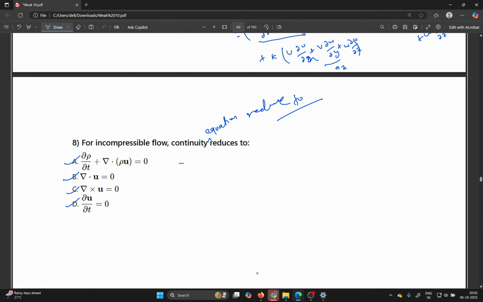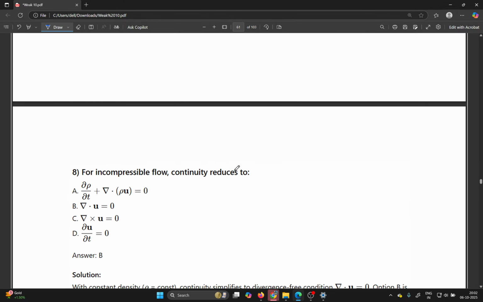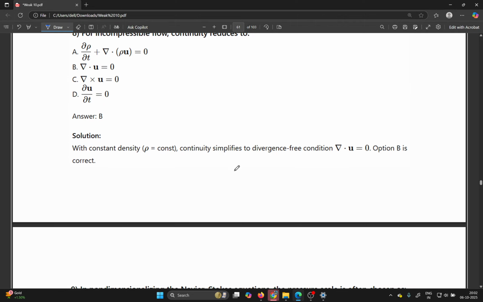So okay, the continuity equation, as we have discussed earlier also, for incompressible flow, your continuity equation will be this, because incompressible, your rho will be the constant. If rho will be constant, you will come up with del dot u equal to zero. Okay, option B will be correct.